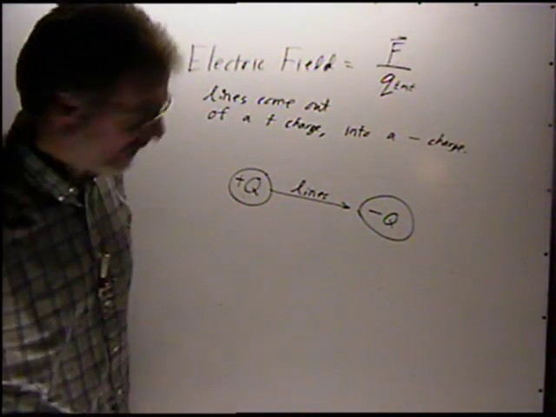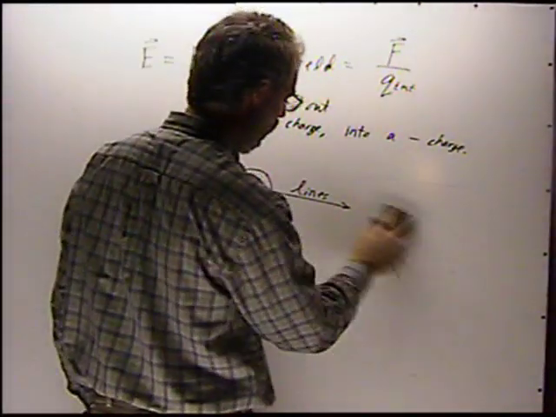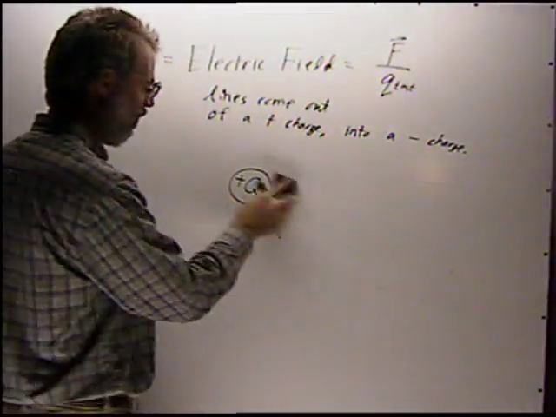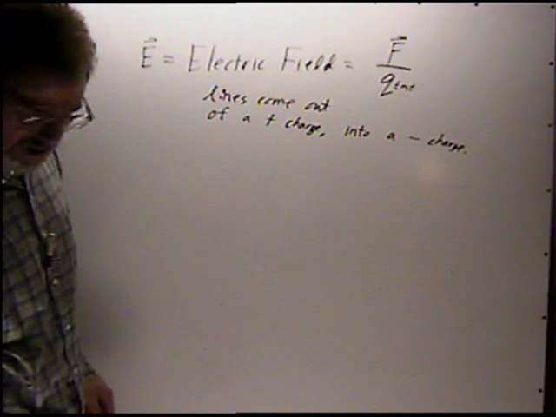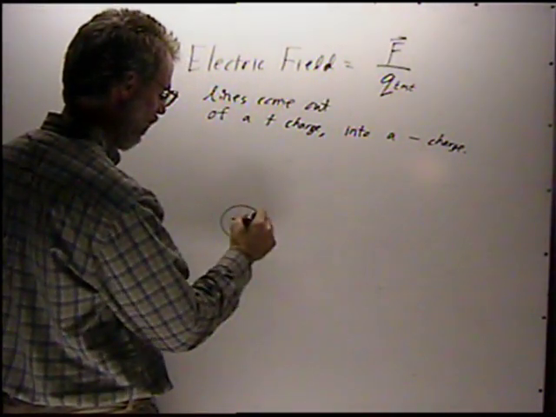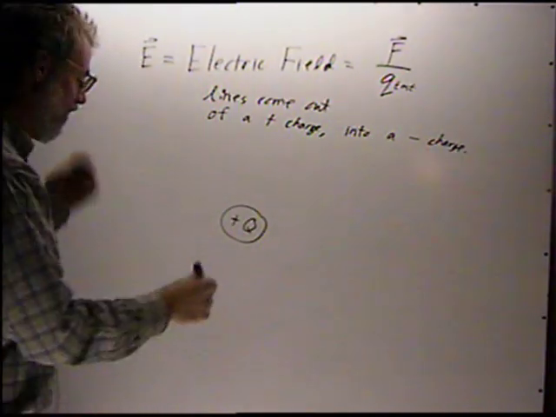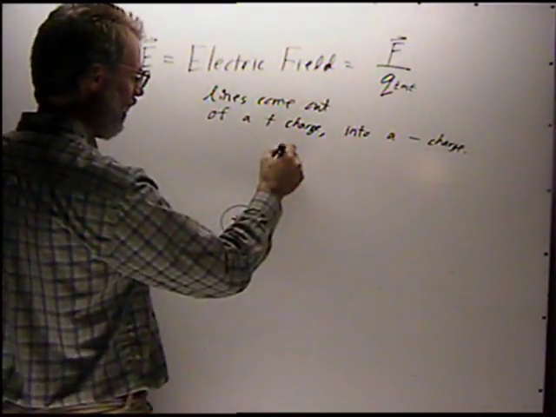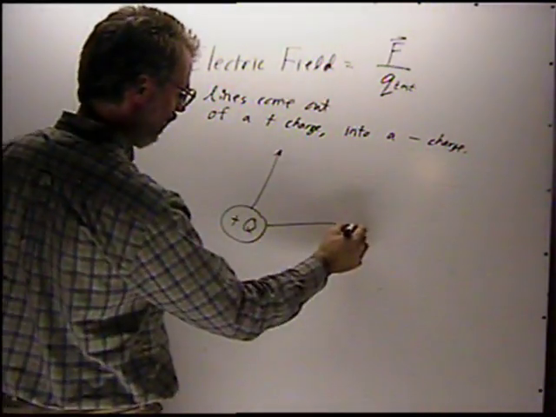If there is no charge, if all there is around this plus charge is air or vacuum, and there are no negative charges anywhere around, these electric field lines radiate out radially.